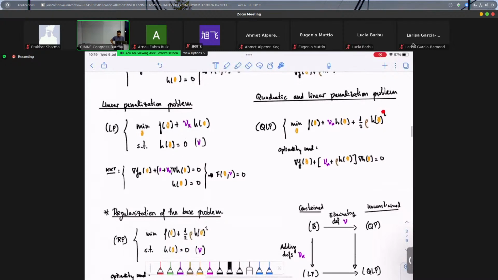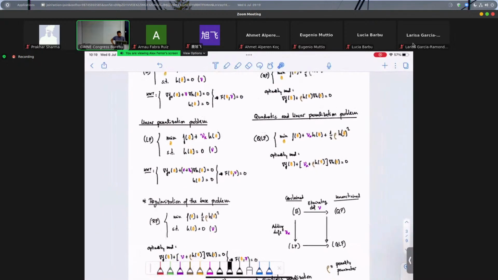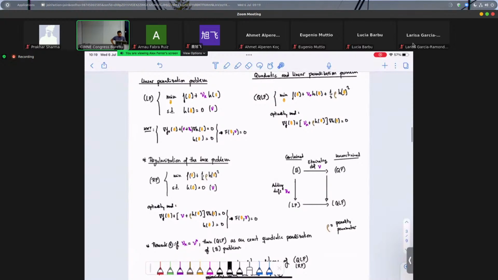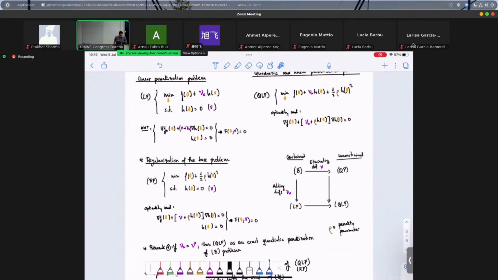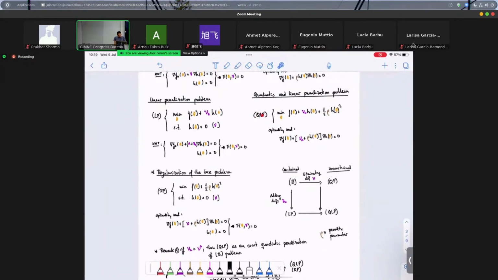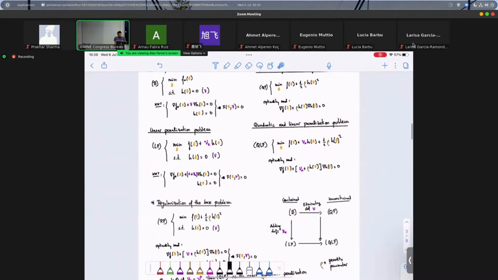So what you do here is you take the gradient. Now here you have an unconstrained optimization problem, and you will have the gradient of f plus nu k plus 2 times rho h times the gradient of h. Here you also have the gradient of h. I put it here. Okay. So see, this is the quadratic linear programming problem. And now we call it QLP. This LP, this B, and this QP.